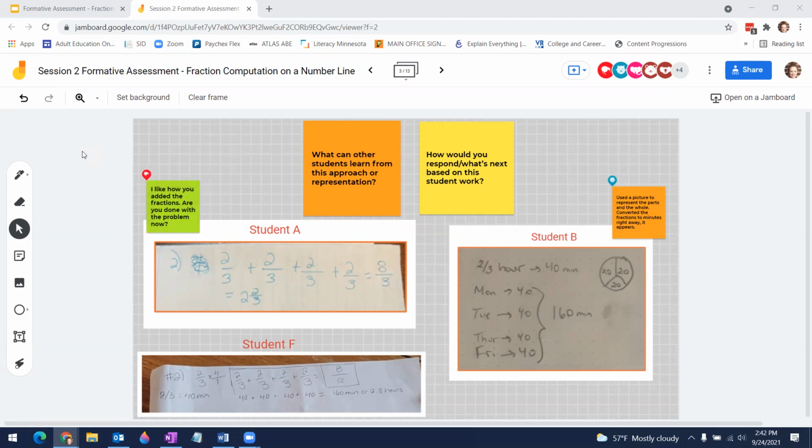I love this one. There's a green square that says, I like how you added the fractions. Are you done with the problem now? I like when we're asking them, is there anything else we could add to this problem? What else are you thinking? I talk a lot about naked numbers in my class. So that would be a thing I would say. What about student B? What do we know about student B?